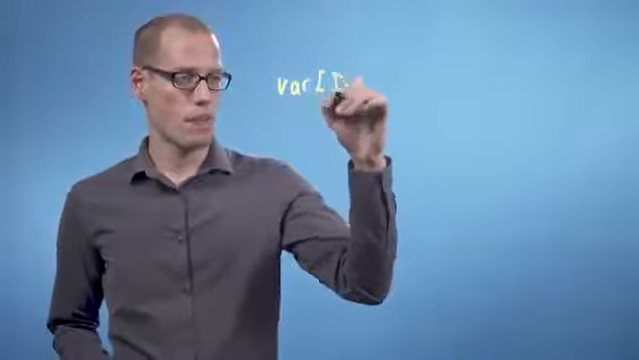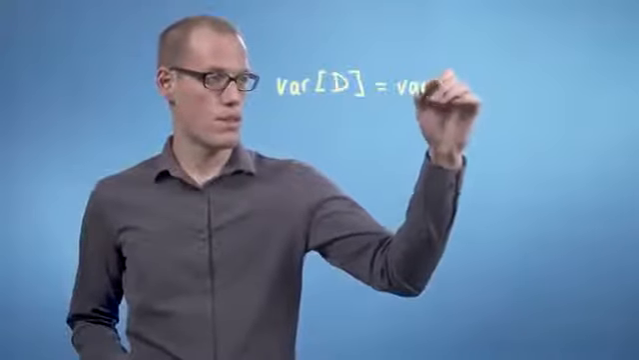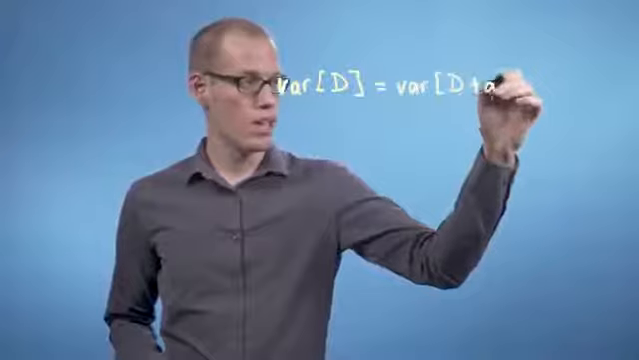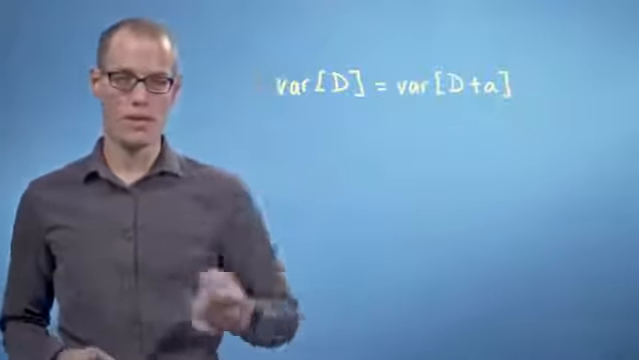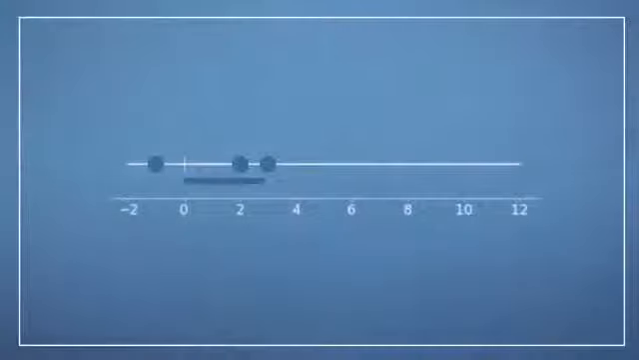Therefore, a general result is that the variance of D is exactly the same as the variance of our data set D plus A, where A is an offset applied to every individual element of D. Let's now scale the data set and see what effect that has on the variance of the data.